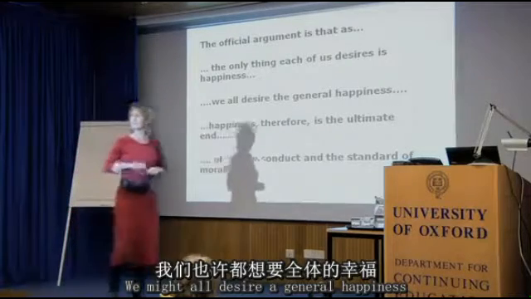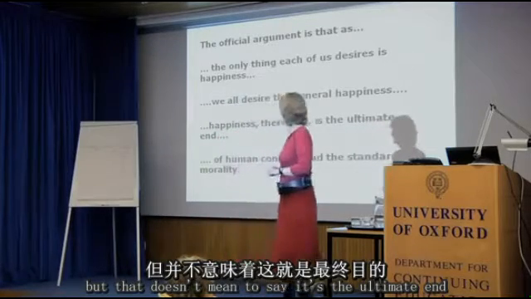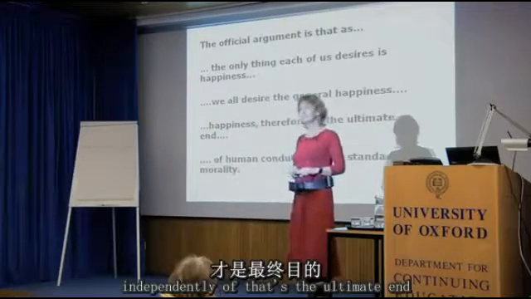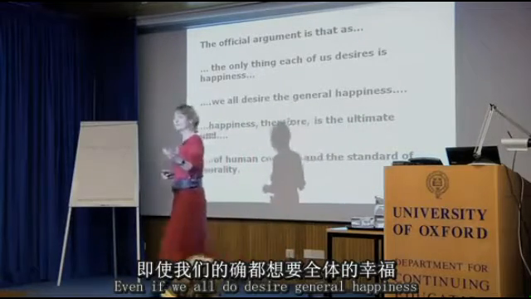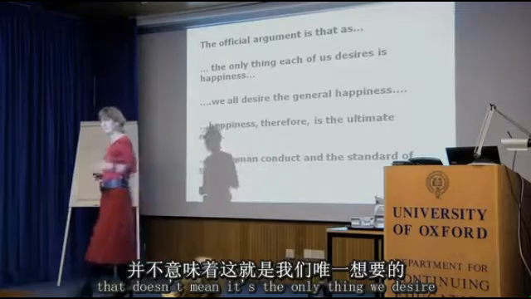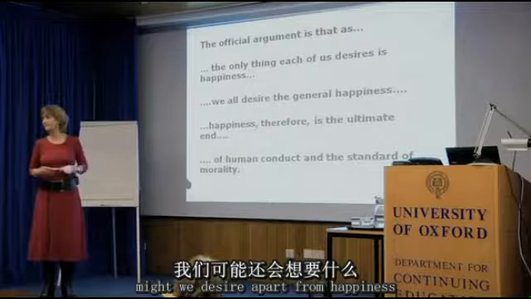We might all desire a general happiness, but that doesn't mean to say it's the ultimate end. There might be something else completely independently that's the ultimate end. Even if we all do desire general happiness, that doesn't mean it's the only thing we desire. Maybe there are other things. What other things might we desire apart from happiness?